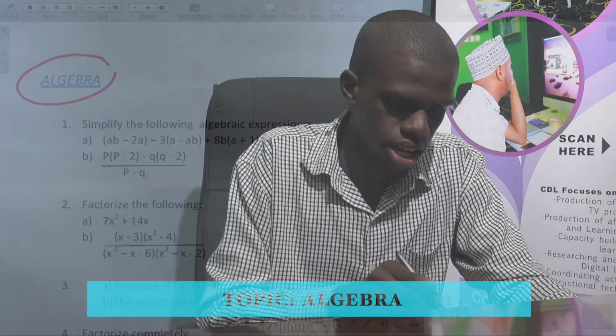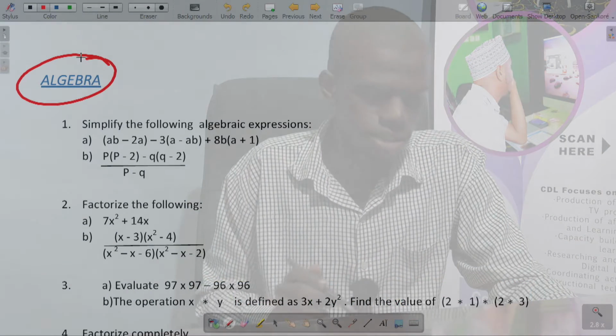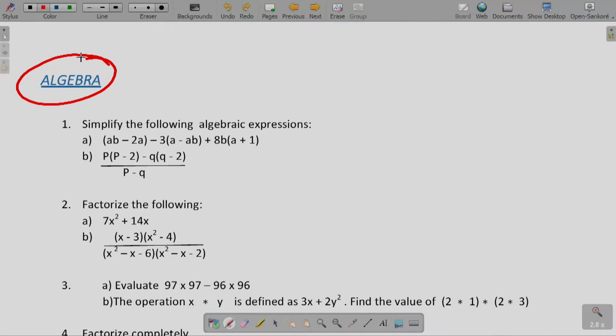And today we enter our third topic, which is algebra. So let's start with the first question. The first question says, simplify the following algebraic expression. So let's start.